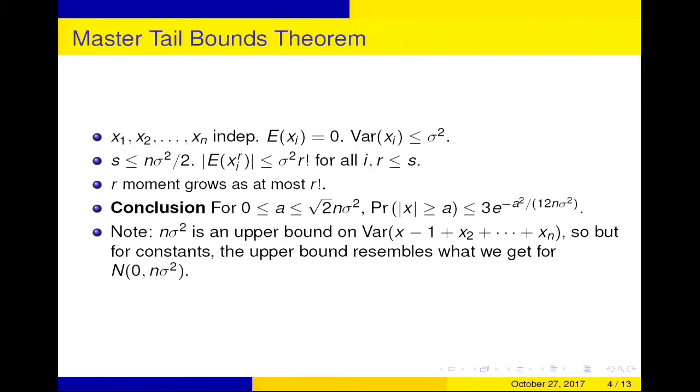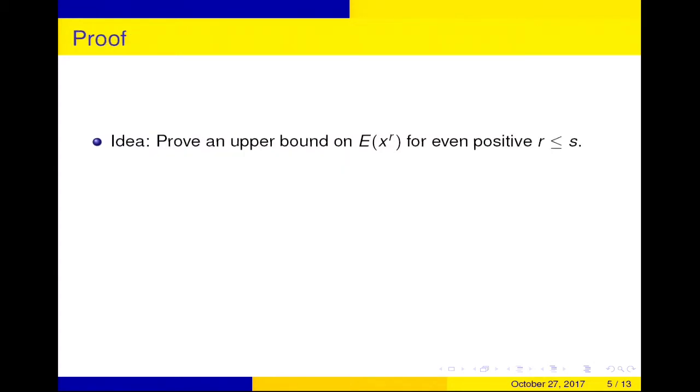Okay. It's going to take some time to prove this, 4 or 5 slides. We're going to go over the proof. It's elementary. There's nothing phenomenally sophisticated going on. There's some combinatorics and it's elementary. So the idea is to prove an upper bound on the rth moment and then use that for the sum. Then use Markov's inequality.